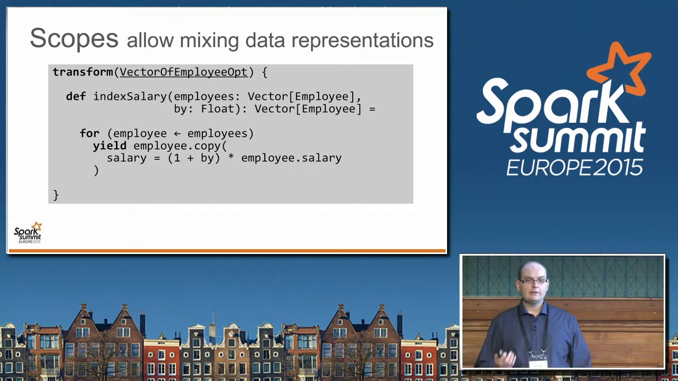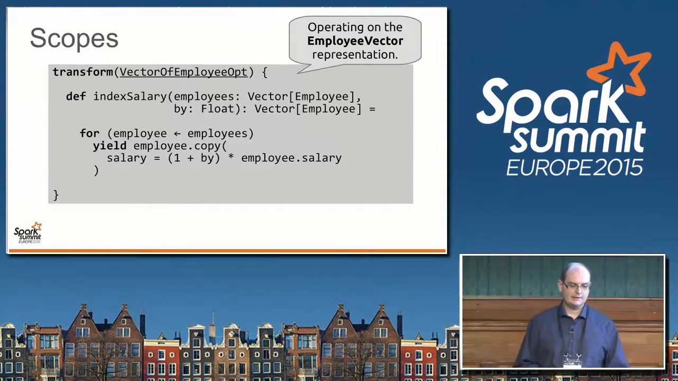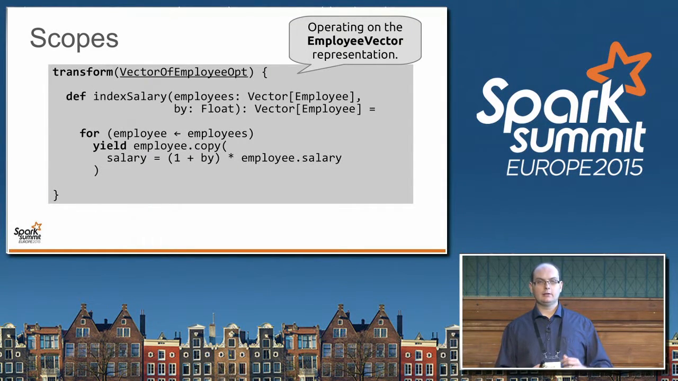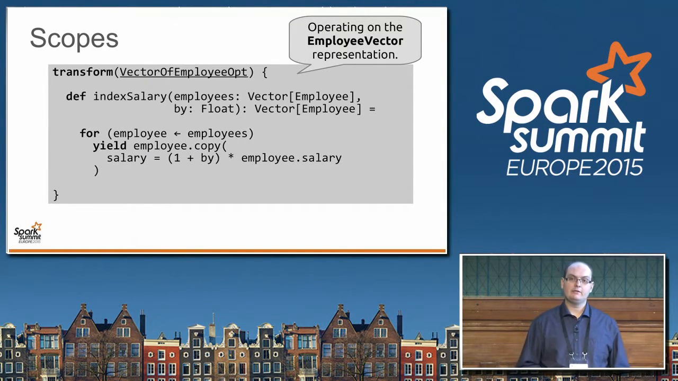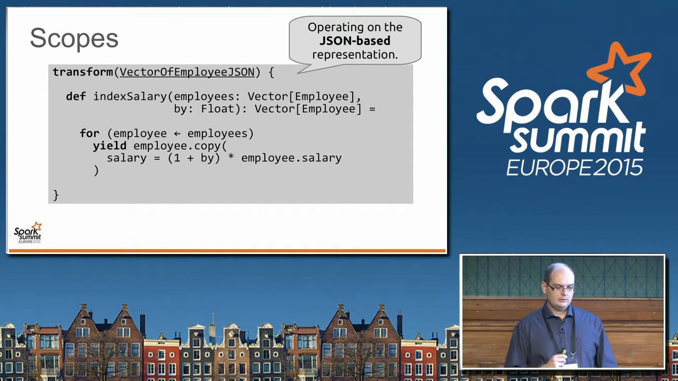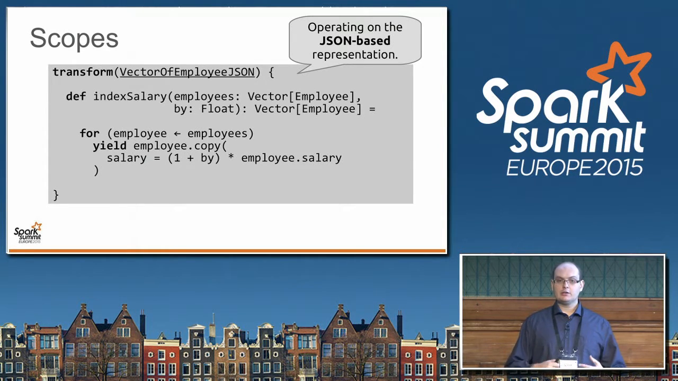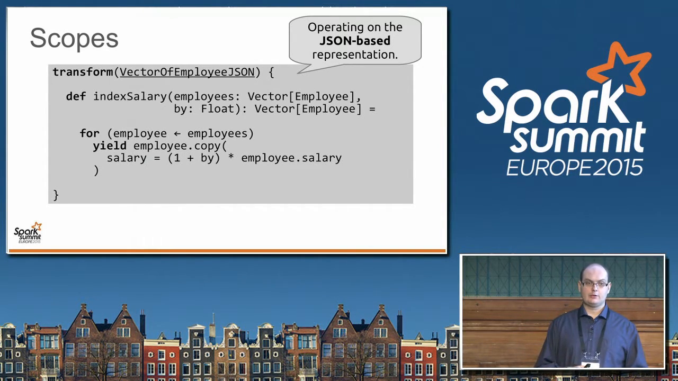And scopes allow us to really capture this property. Each part of the code can have its own transformation. For example, here I said the method will operate on the employee vector representation, on the column-oriented. Just switch the transformation, and it operates on a different data type, or on a different data representation. Again, we switch the transformation, we switch the data representation.